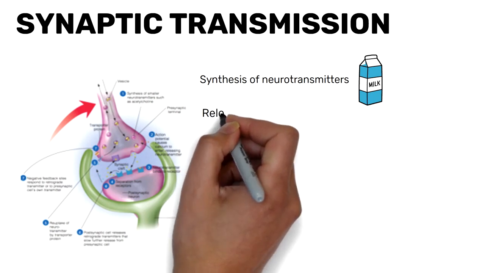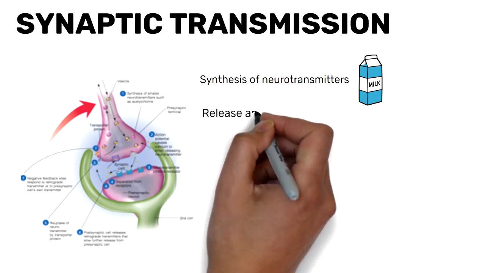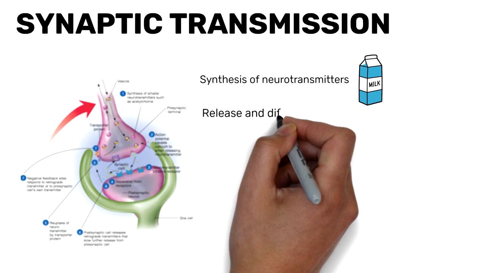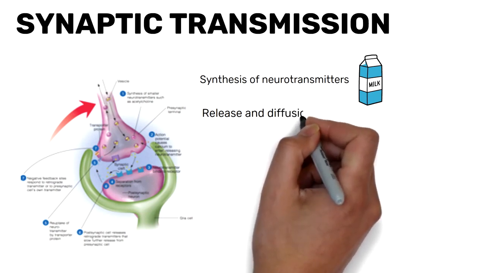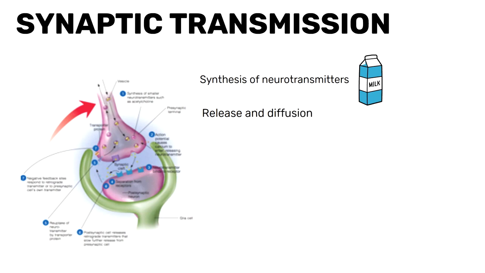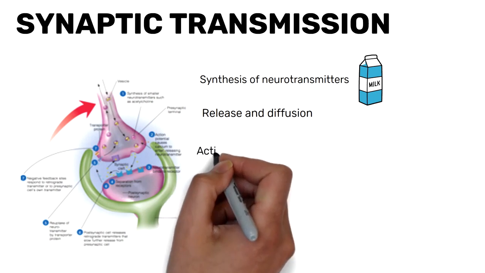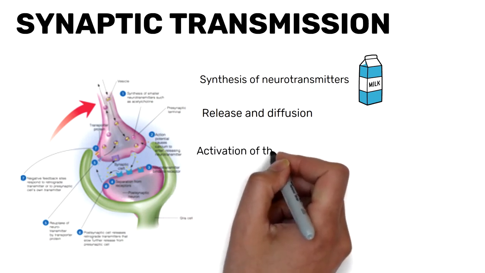Release and diffusion. When an action potential arrives at the presynaptic terminal, calcium ions enter, which triggers the release of neurotransmitters. Neurotransmitters are contained within vesicles. The entering of calcium causes the vesicles to fuse with the membrane and release the neurotransmitters into the synaptic gap.